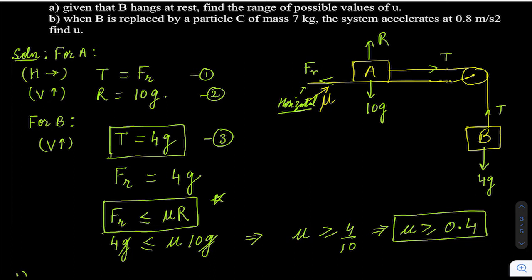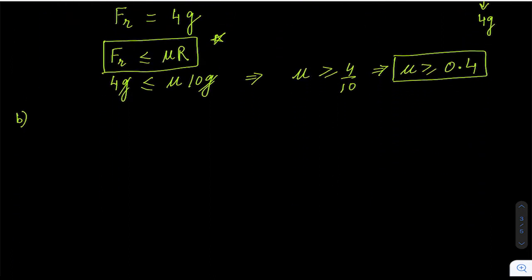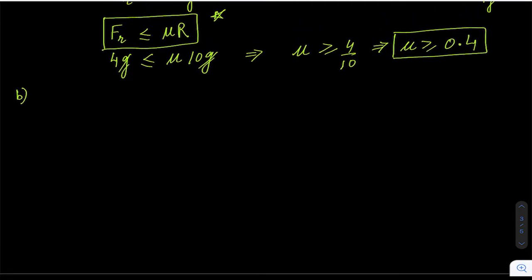Okay. Now let's do the B part. When B is replaced by a particle C of mass 7 kg, the system accelerates at 0.8 meter per second square. Find the value of mu. Okay. So now we have changed the system a little bit. So let's draw a new diagram. This is my A.